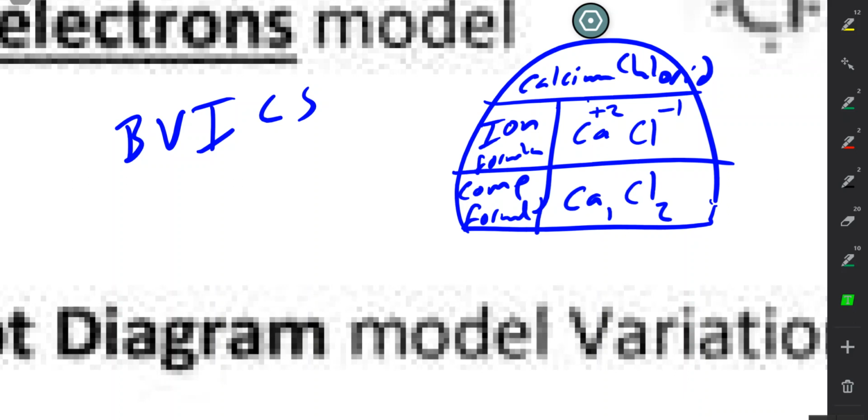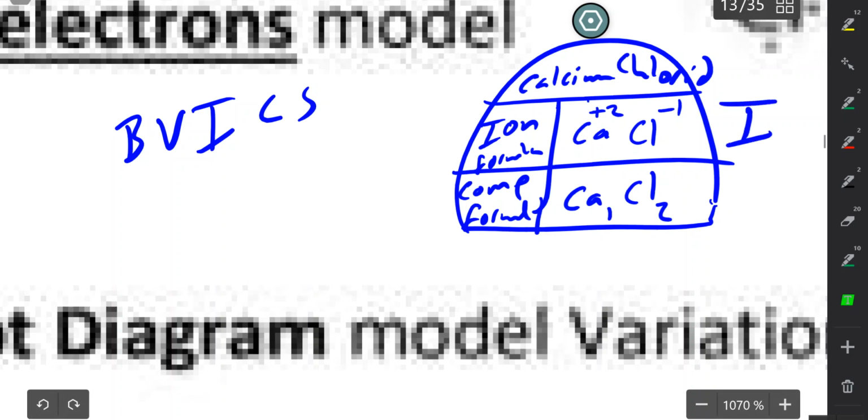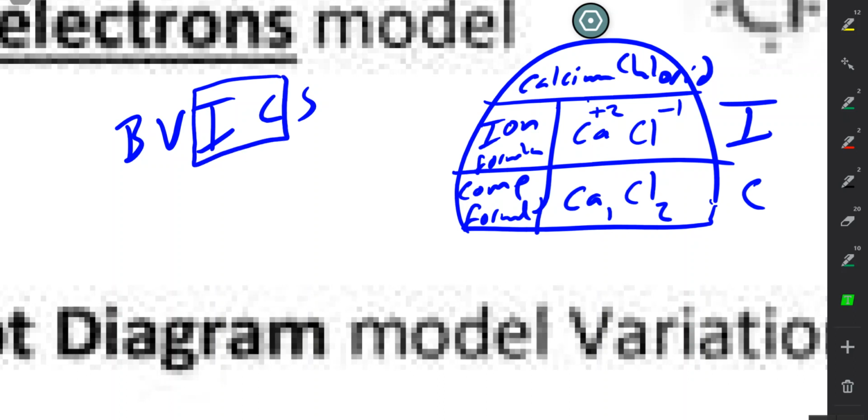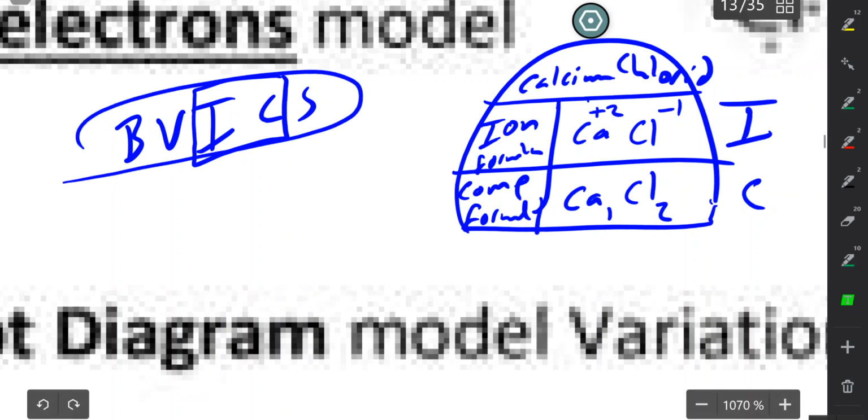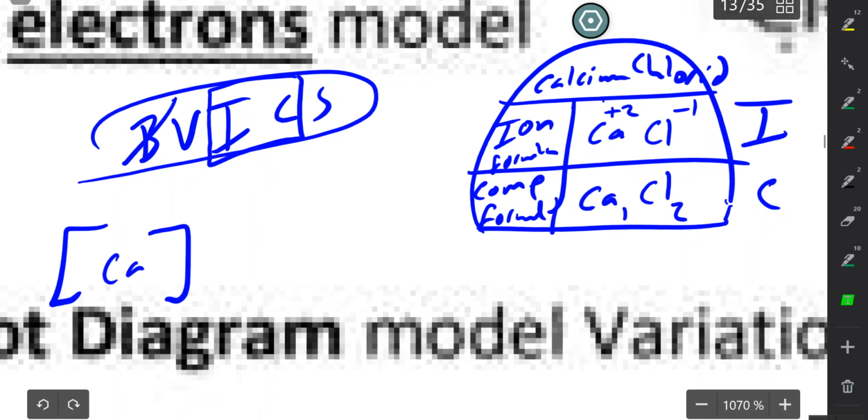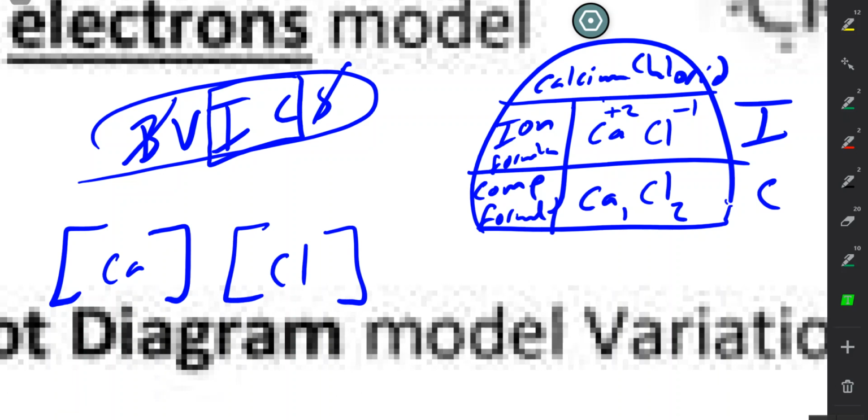Now that I have the ion formula, the I, and the compound formula, the C, I have my I and C already from the BVICS. Now all I need to do is apply BVICS. Now what does B stand for? B stands for brackets. Here's a bracket for the calcium symbol, B for brackets, S for symbol. Now here's a bracket for the chlorine symbol.